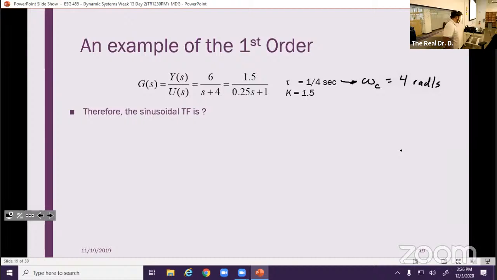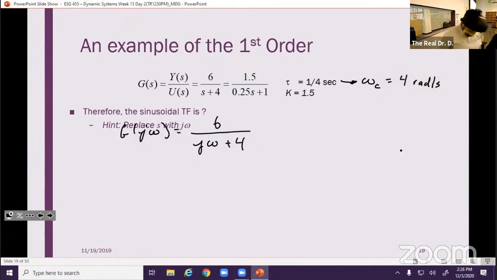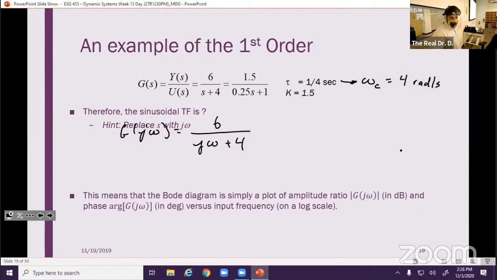Say that one more time, Trevor. Sorry. Yep. Substitute in j omega for us. There we go. Does it matter which version you choose? No, it doesn't. It absolutely does not matter whether you pick the standard form or the other one. They are equivalent, right? Hint: replace s with j omega. Excellent. All right.